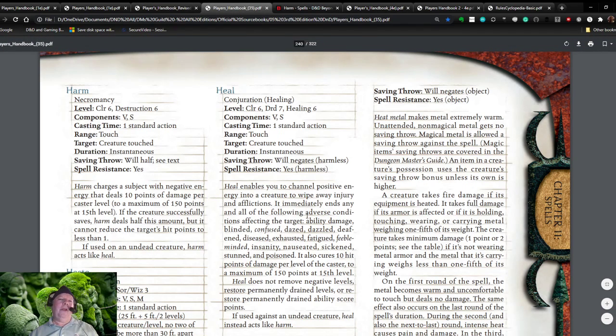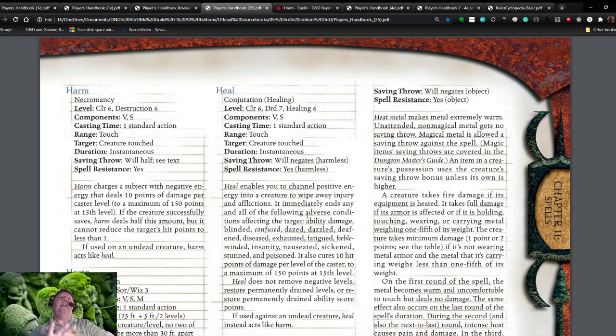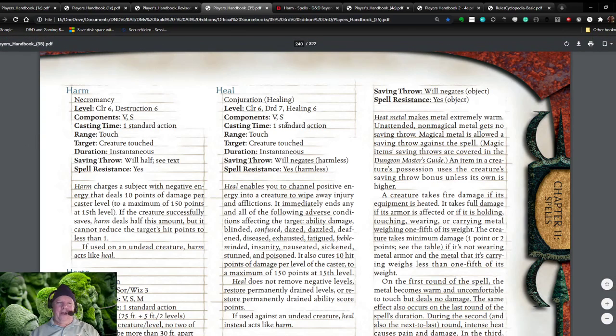All right, now in 3rd edition, they finally got away from the reversible thing and they made things their own spells. And it just so happens that the way the 3rd edition Player's Handbook is, you have harm and heal sitting side by side. So, harm is a cleric, 6th level spell, requires touch.